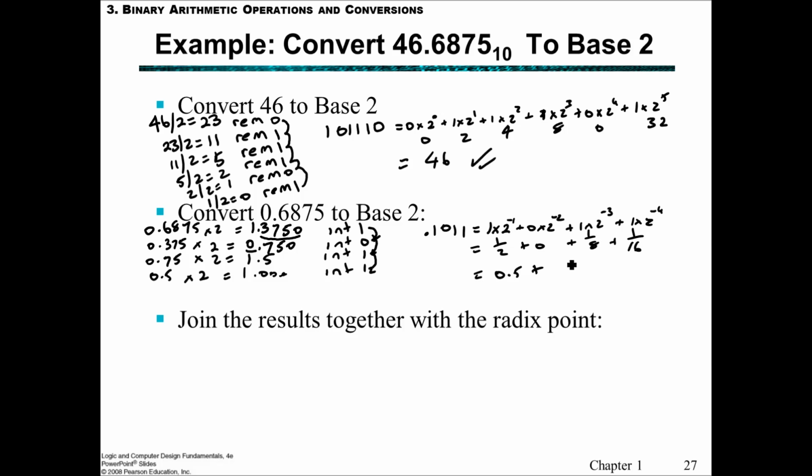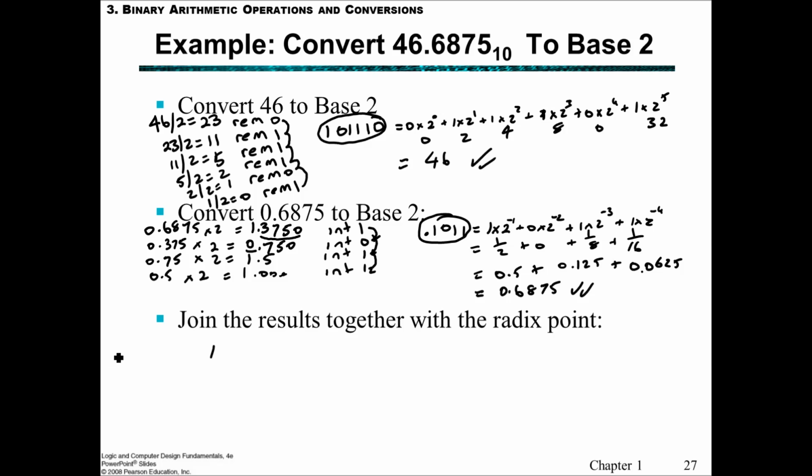0.5 plus 0.125 plus 0.0625 equals 0.6875, which is good. That's what we want. So we join the results together. First of all, this result. Second of all, this result after the decimal place.